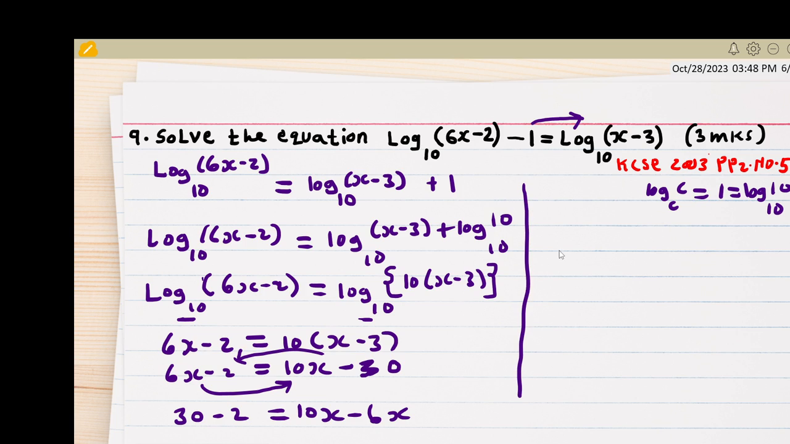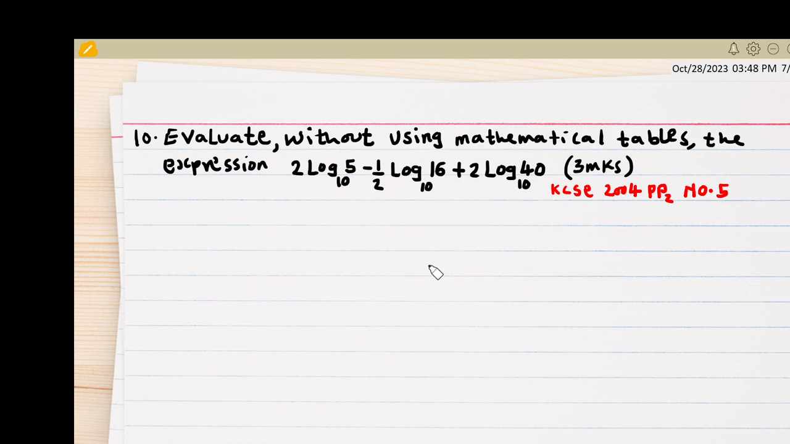So this will give me 30 minus 2, 28, being equal to 4x. Then of course, if I divide through by 4, x will be 28 divided by 4, which will give us 7 as the answer.